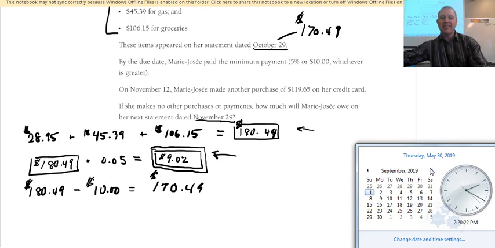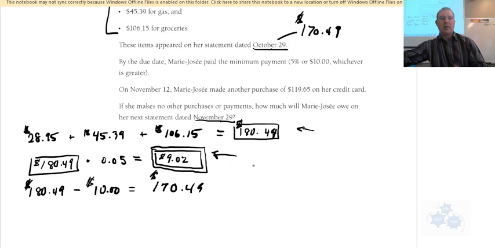Let's see. Let's count it up. September, October, okay? So 29, we have to count 29. So 1, 2, 3, 4, 5, 6, 7, 8, 9, 10, 11, 12, 13, 14, 15, 16, 17, 18, 19, 20, 1, 2, 3, 4, 5, 6, 7, 8, 29, 30, 31, and 32. So we counted that right? Okay, so you count the first day, and you count the last day. So it looks like that should be, what did I say, 32.